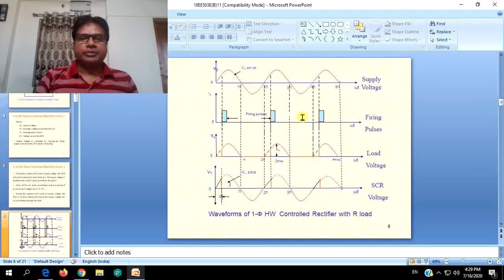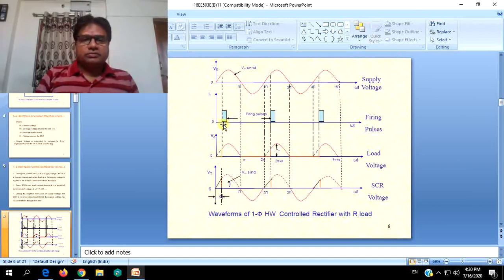Nothing will happen. When we apply a gate pulse or triggering pulse, or when we fire the SCR at a given angle alpha, from 0 to this dotted line, this angle is your alpha, as shown here in this waveform. This is the angle alpha at which the gate pulse is applied to the SCR. Until then, the SCR will be blocking the total voltage in the forward blocking mode, or off state.